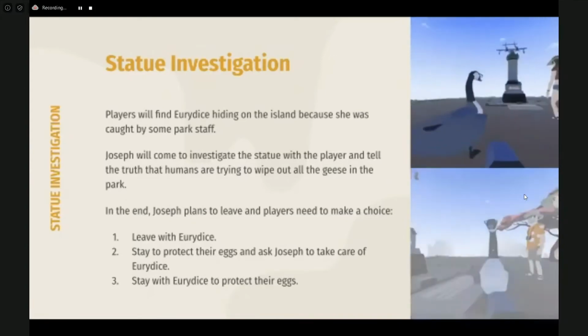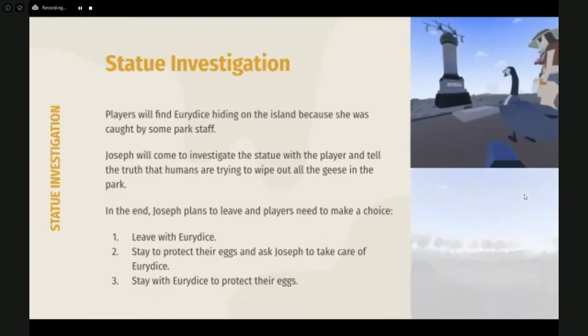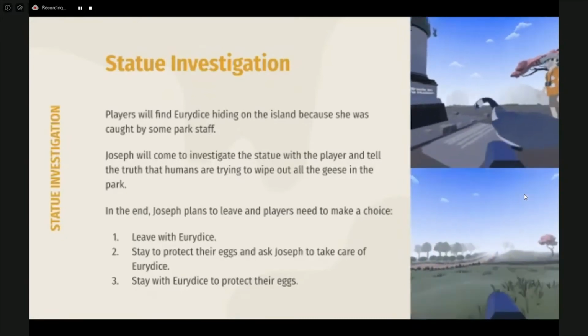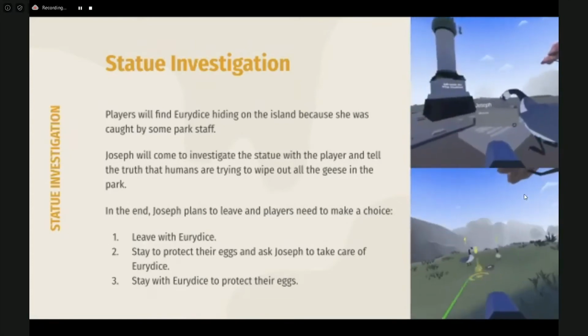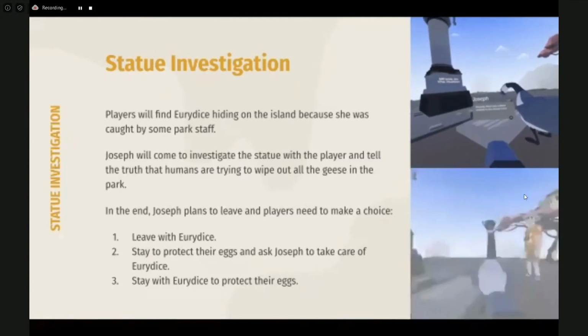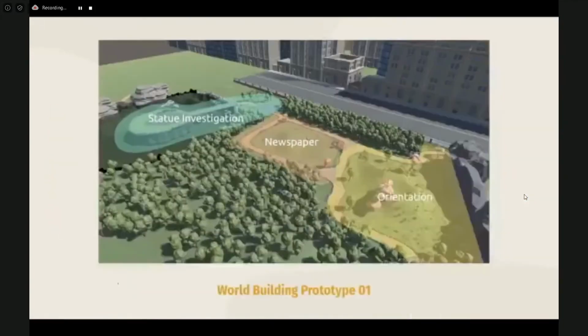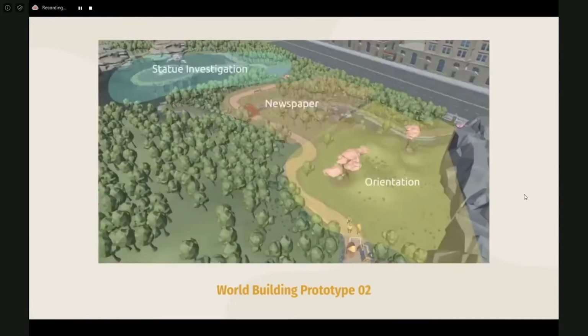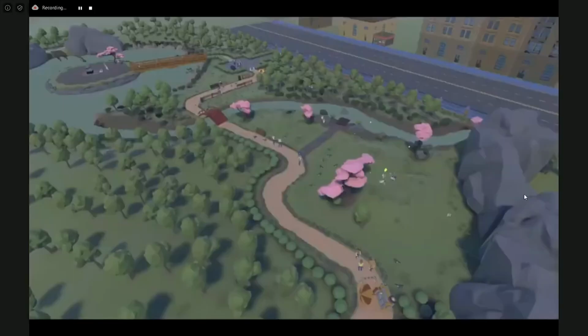In the end, players have three choices to make. First one, leave with Aridus. Second one, stay to protect their eggs and ask Joseph to take care of Aridus. And third one, stay with Aridus to protect the eggs. As the narrative becomes more and more complete, the world building is changed in order to lead players to go through the story. This is the final park landscape of the game. As you can see, the game area is restricted by some bushes or obstacles. Players will be guided to explore all the areas.